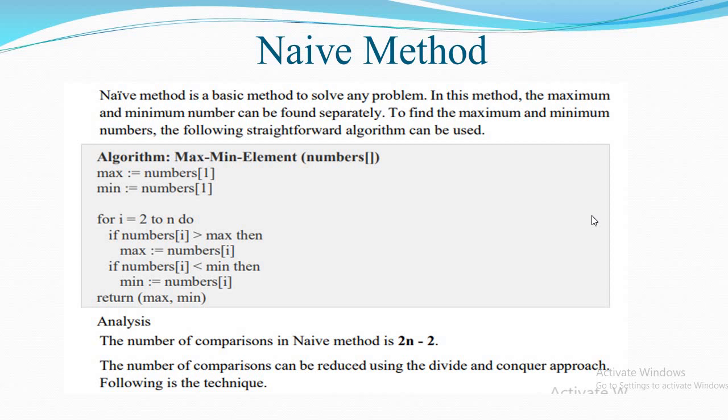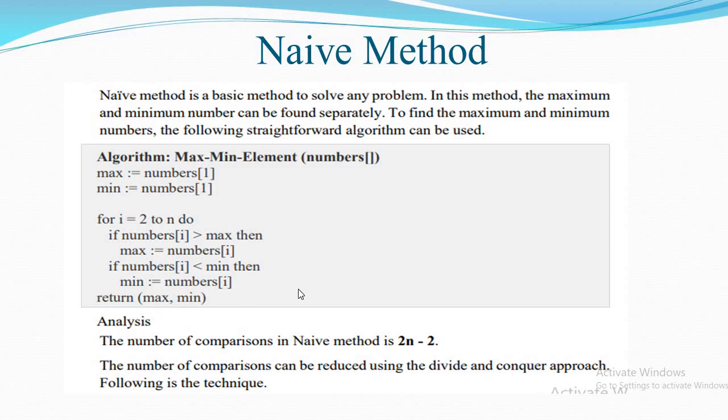So here the algorithm problem description is nothing but to find the maximum and minimum number. Max equals a[1], assuming the first element as the minimum number and the maximum number. For i equal to 2 to n, if a number is greater than max, we assign the number to max. If a number is less than min, we assign the number to min, and return the maximum and minimum values here.